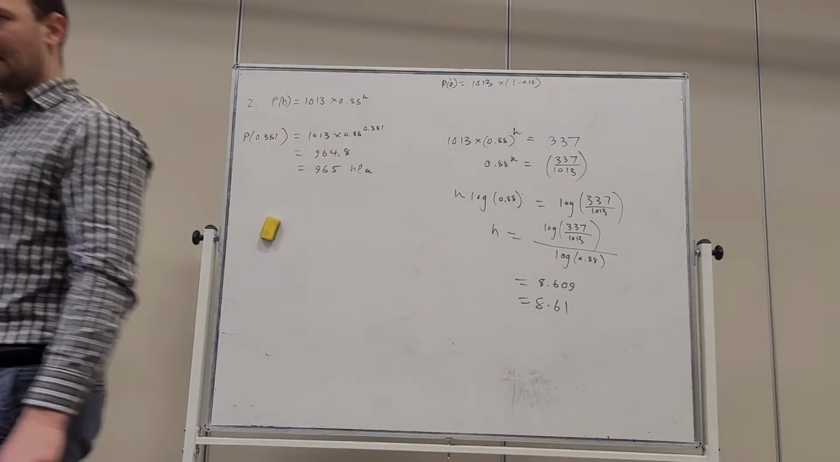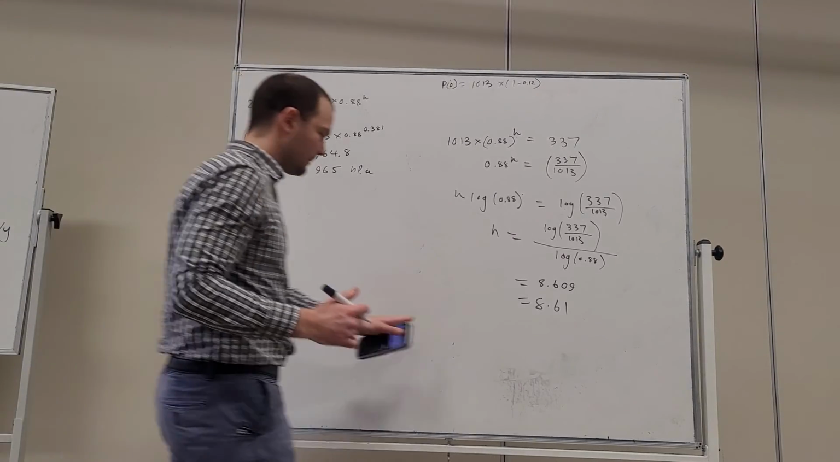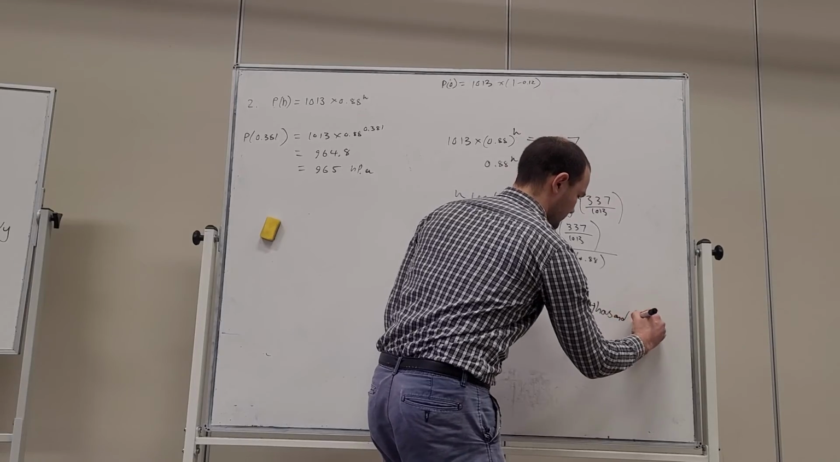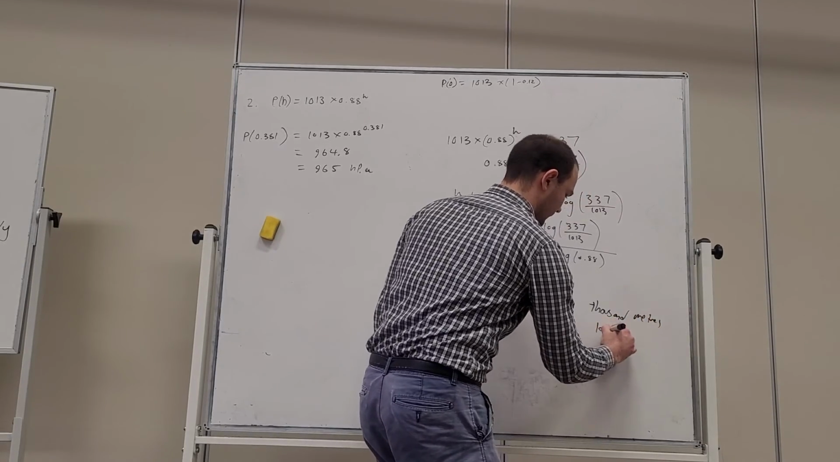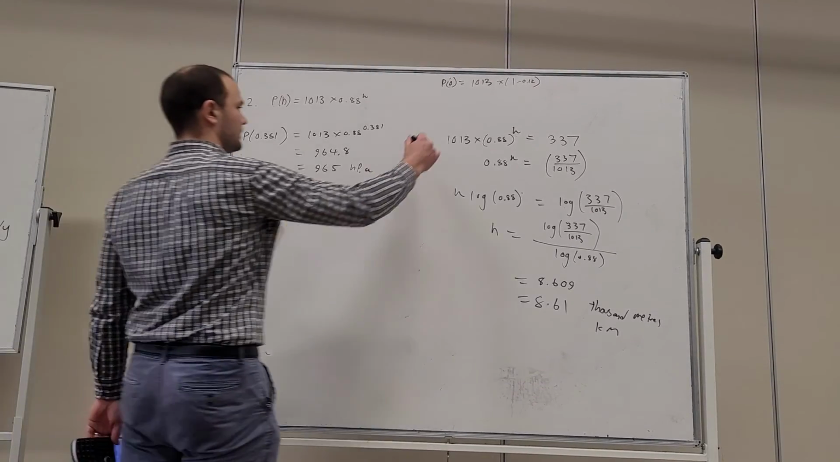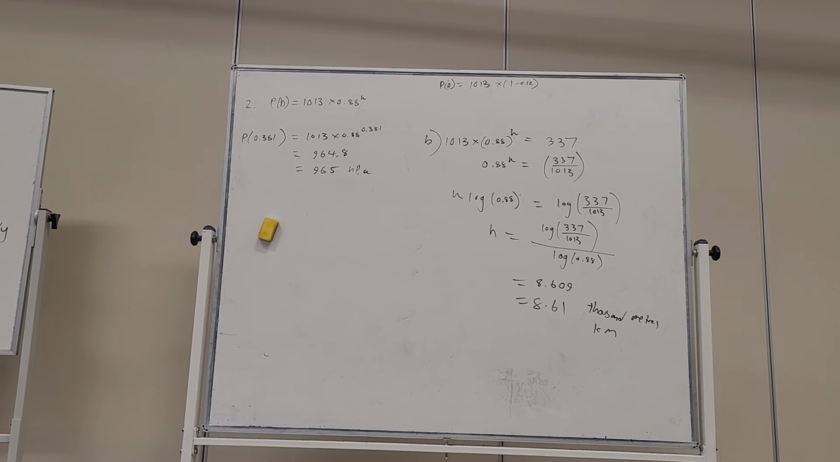Okay, and our answer, remember we've got pressure in hectopascals, height in thousands of meters. So it's 8.61 thousand meters, or 8.61 kilometers you can think about. So that's our answer to part B. That's the power of logarithms.